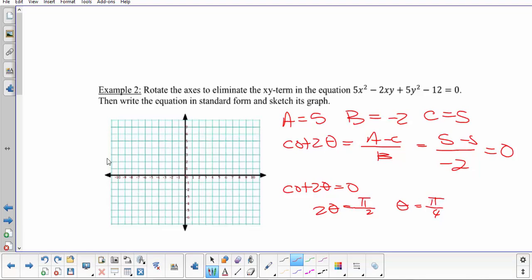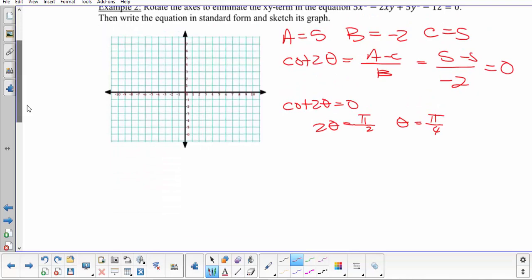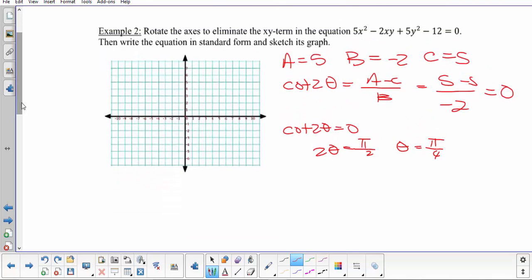Now we're going to use our equations for x and y to get our x prime and y prime. So x is equal to x prime cosine theta minus y prime sine theta.